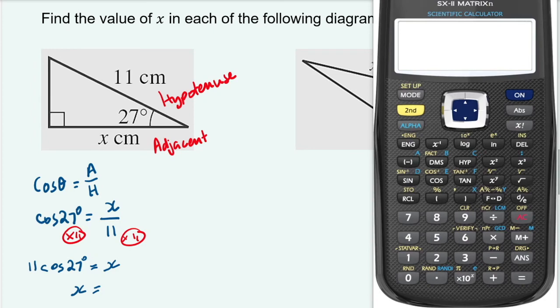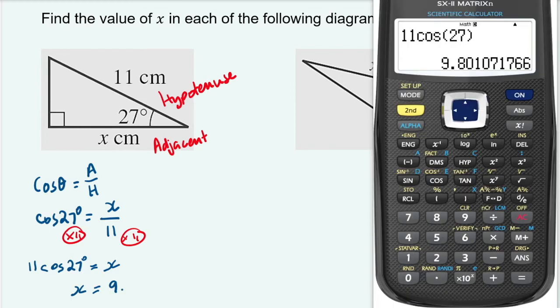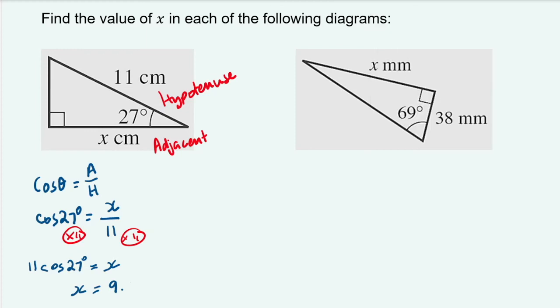So here we have our calculator. This is one of the new ones that we're using at school. And we just type this straight in. So we go 11 cos 27 equals. Now, we've got 9 point, is it 801?